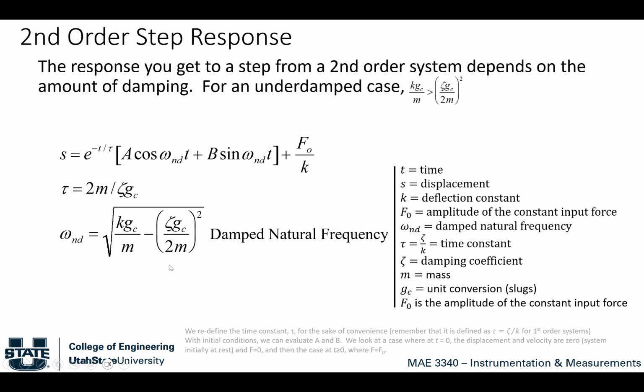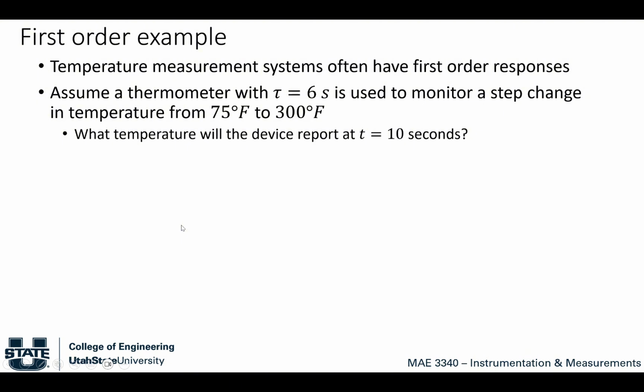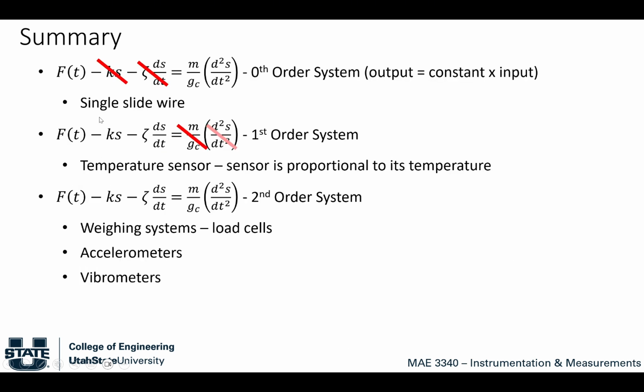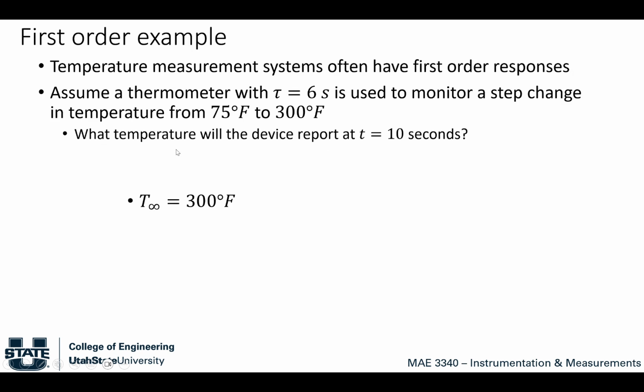a constant input force. So first order, an example of that would be the temperature measurement system. So we assume that we have a time constant of 6 seconds used to monitor a step change in temperature. So we take it from, say, a room and throw it into an oven. So 75 degrees to 300 degrees. So now we're asking, at what temperature will this device report after 10 seconds? Well, this seems like a very practical problem now, doesn't it? So all this first order and second order talk that we've had and the equations right here, now we're actually putting some application to it.